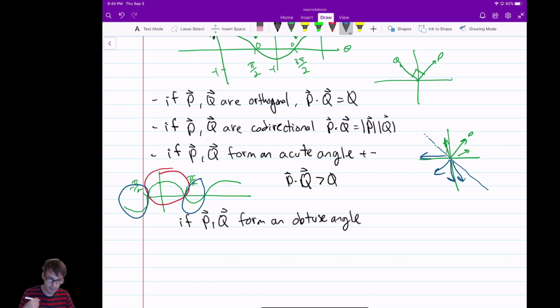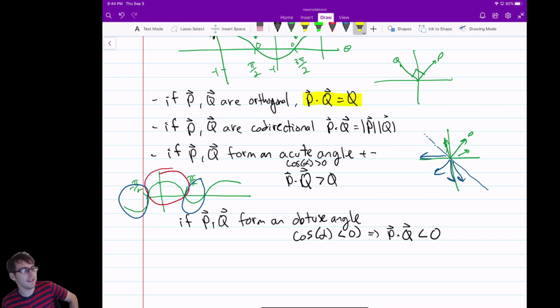Negative, okay? The cosine becomes negative. If the cosine becomes negative, the cos of alpha is less than 0, then the dot product of P and Q is less than 0. I should write this up here too. Then if the cos of alpha is bigger than 0... So I'm going to highlight all these rules, right?